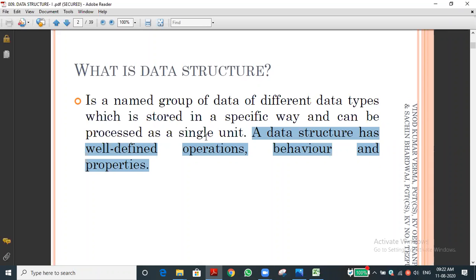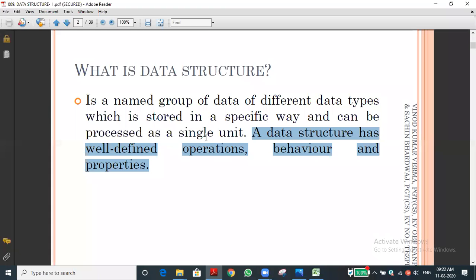Each data type has unique behavior. It will behave like that only. For example, for an integer we cannot change the value, that is why it is immutable. A string is also an immutable data type. But list and dictionary are mutable. We can change the value, and any one element also can be changed. That is possible. That is behavior and properties.